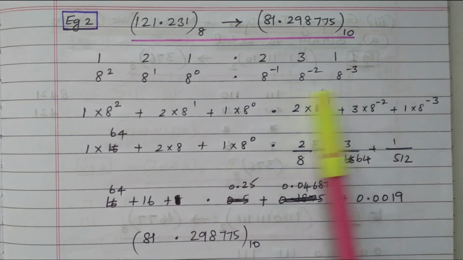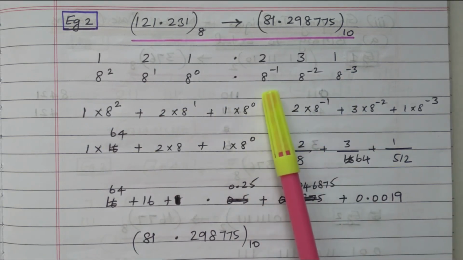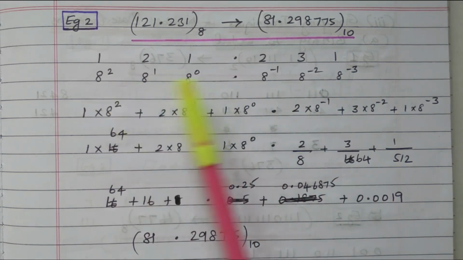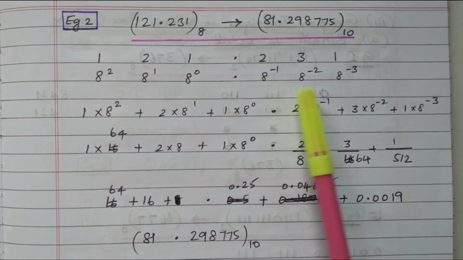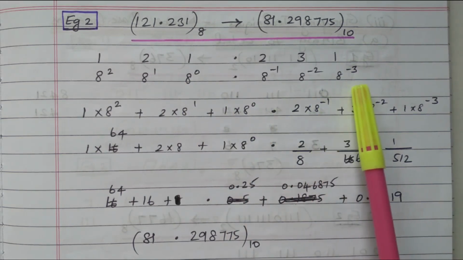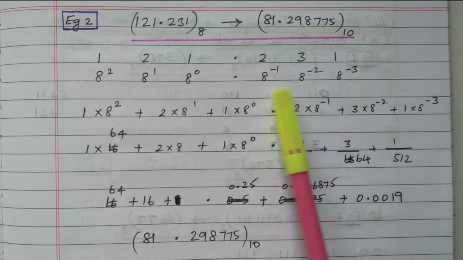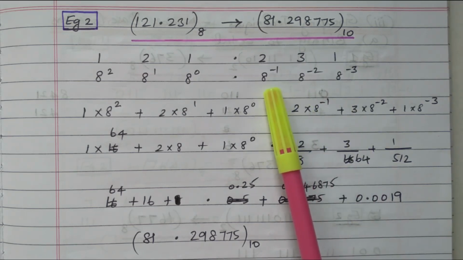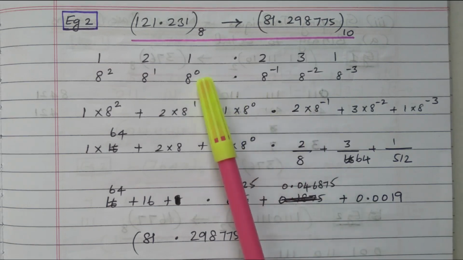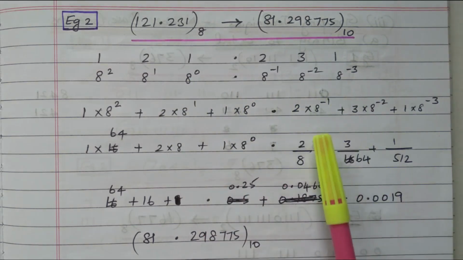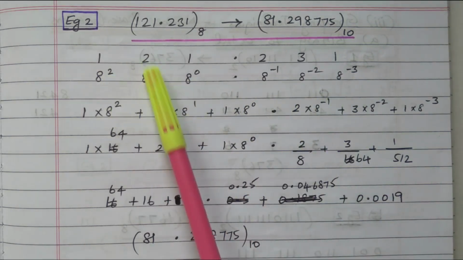While going this side, after the decimal point, it is 8 power minus 1. Here 0, 1, 2. Here minus 1, 8 power minus 1, 8 power minus 2, 8 power minus 3. Right? It is going in reverse order, negative powers. So 0, 1, 2, here minus 1, minus 2, minus 3. Right? Now we will multiply these digits.